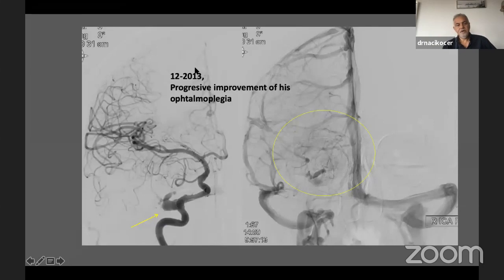In 2013, he came to me in that morphology. Look at this. Two flow diverter, one Leo, doesn't cure that segment. And the filling is still there. And there is also something here.